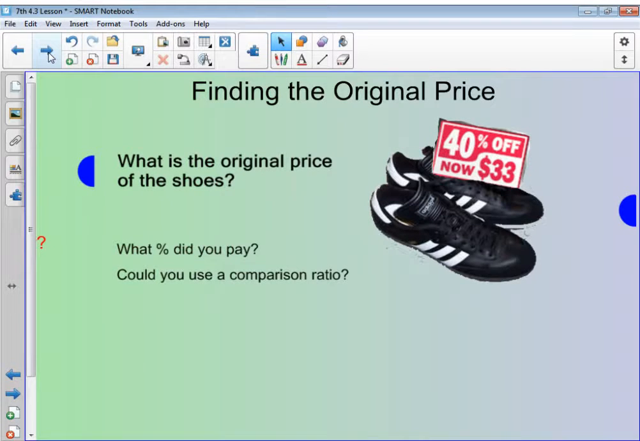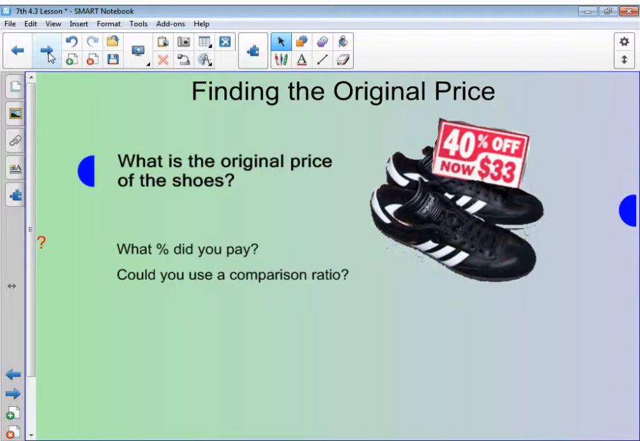This type of scenario is where they're going to ask us to find an original price. So it says, what is the original price of the shoes? What percent did you pay? Could you use a comparison ratio? This is where I would say proportions would be awesome.